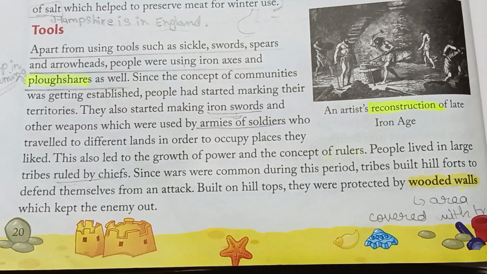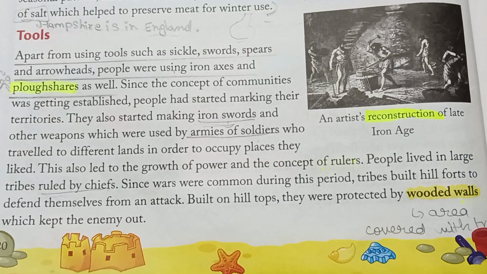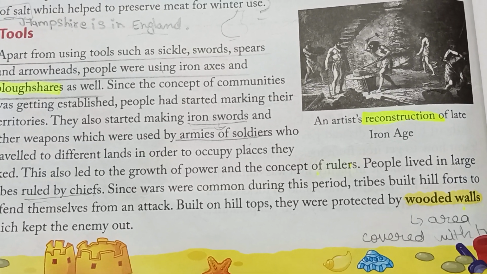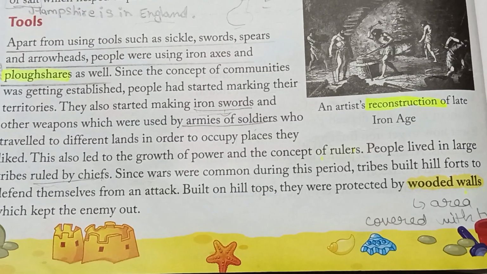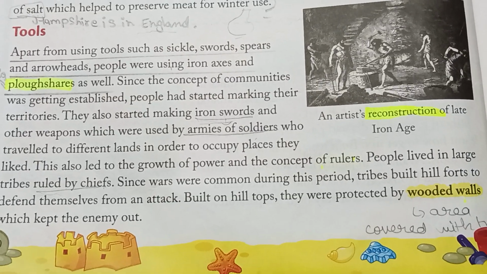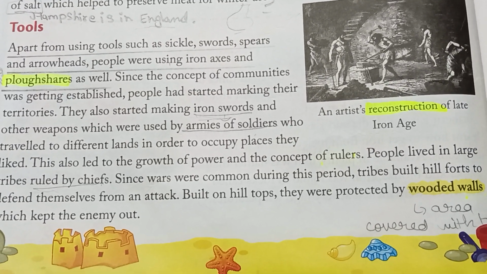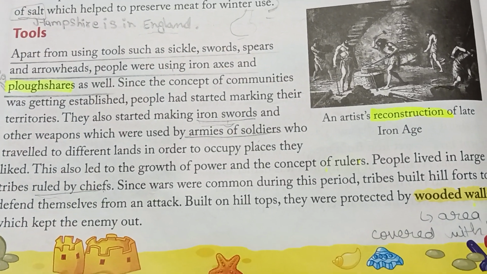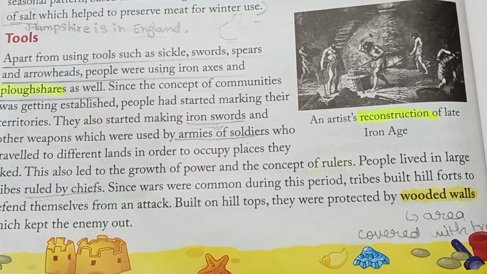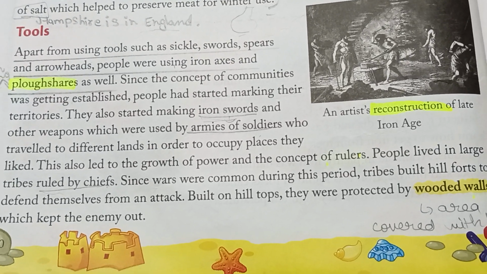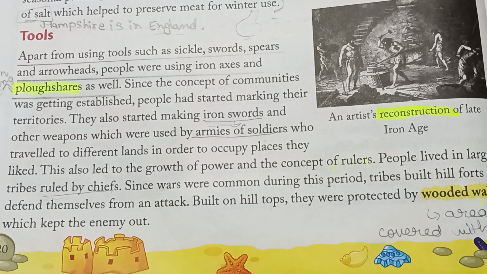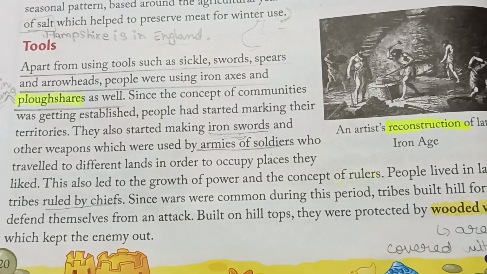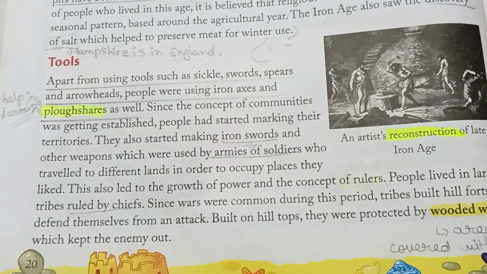Since forts were common during this period, tribes built hill forts to defend themselves from an attack. See, wars, all kinds of battles, were common during the Iron Age. So the tribes built hill forts so that they could defend themselves from attack. They made walls that covered them. High walls, built on hilltops, they were protected by wooden walls which kept the enemy out. They covered the area with trees, and those were built on the hilltops. With the help of that, the enemies were kept out. That means the wooden wall helped the enemy to keep distance from the people.